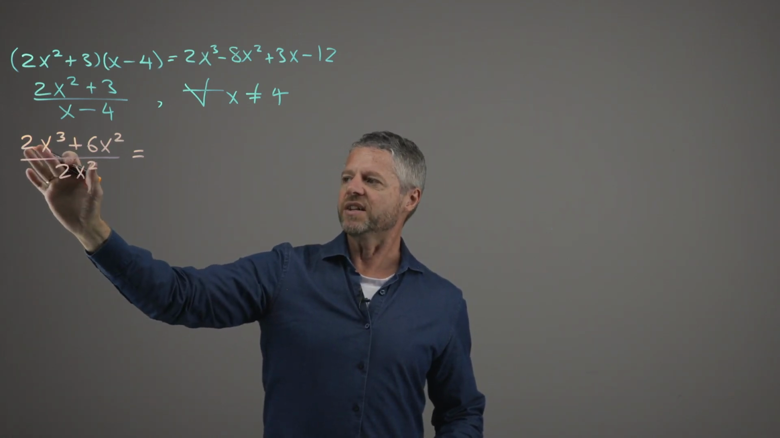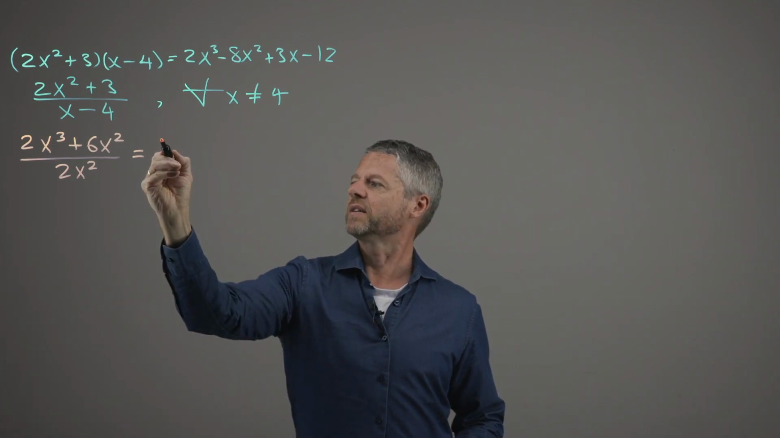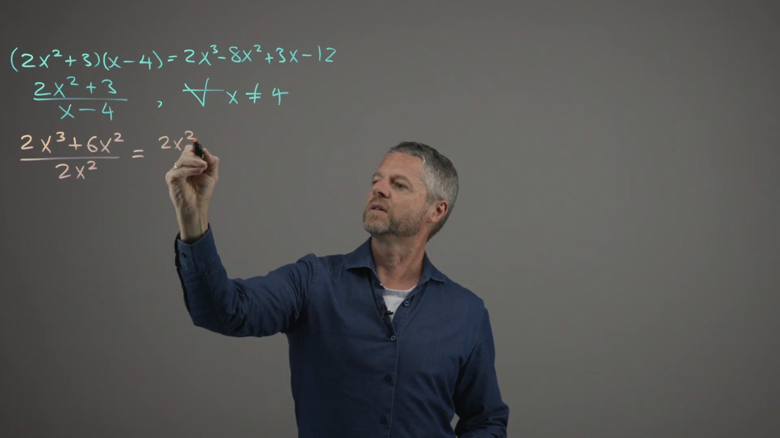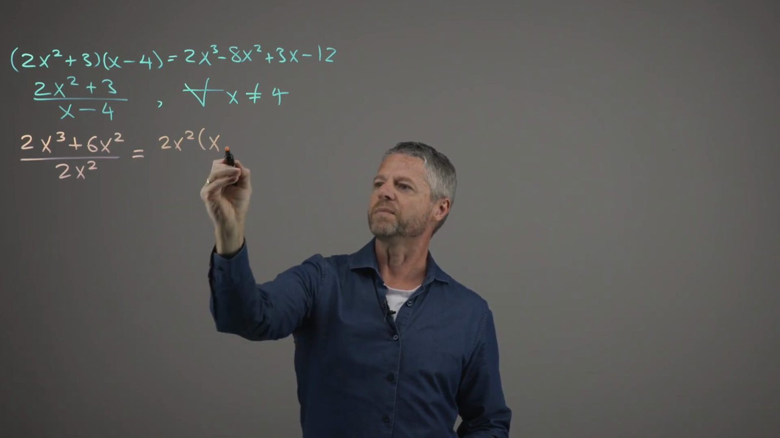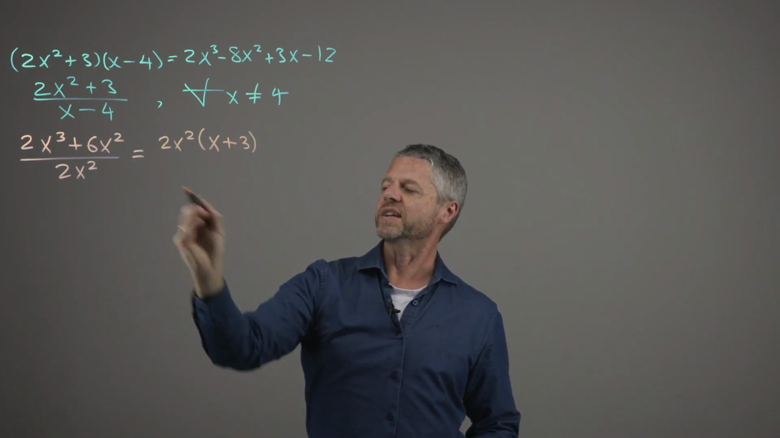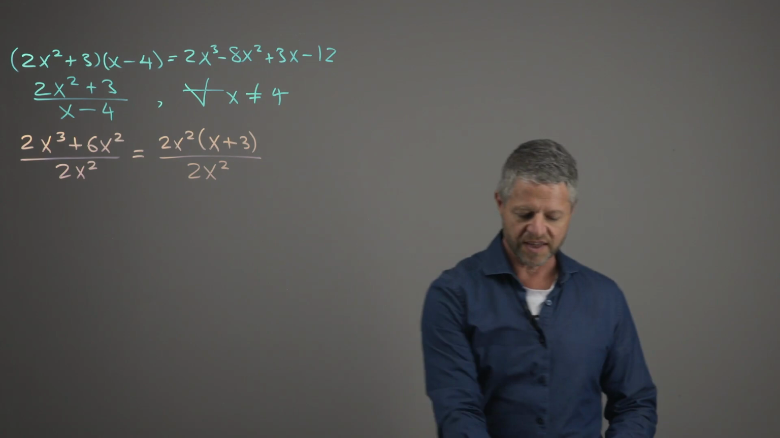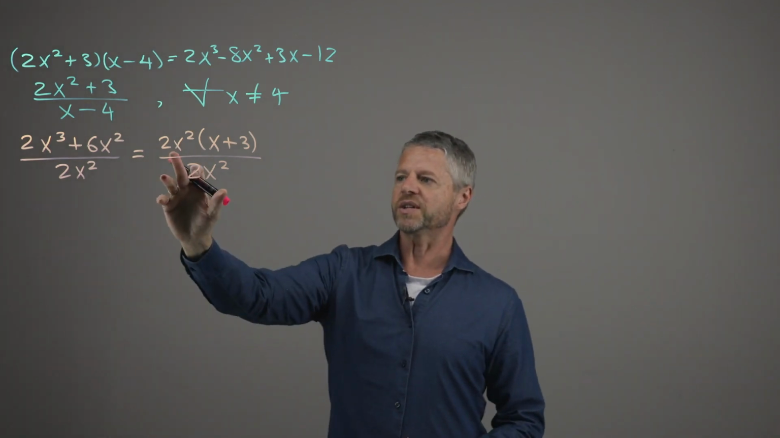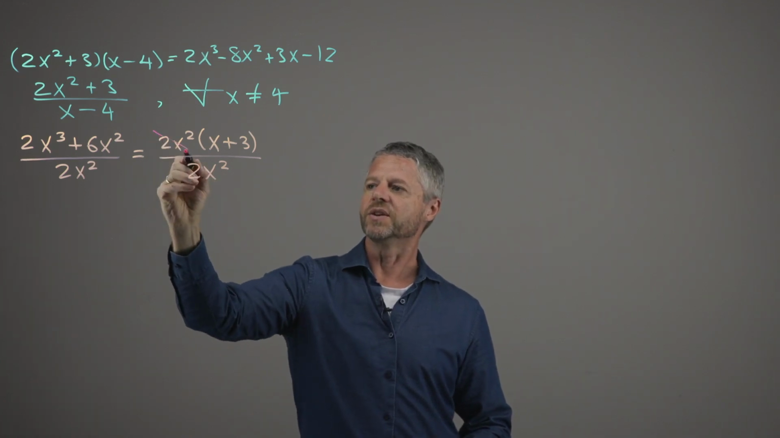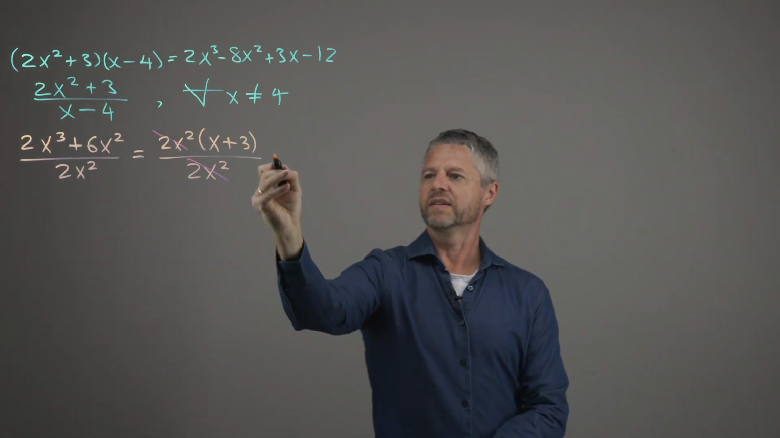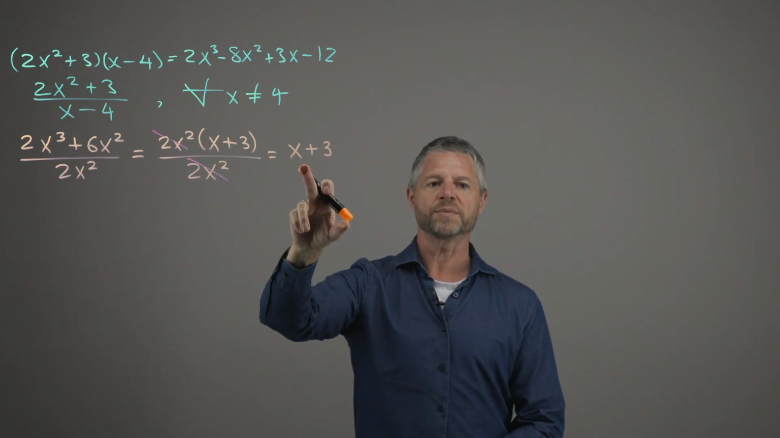So a common factor for the polynomial in the numerator here would be 2x squared. And then I would need to multiply by x to get the first term and by 3 to get the second term. And we can see now that we've got 2x squared in the numerator and 2x squared in the denominator, so we can cancel those. And we'll end up with just x plus 3. So in this case, we actually did end up with a polynomial.